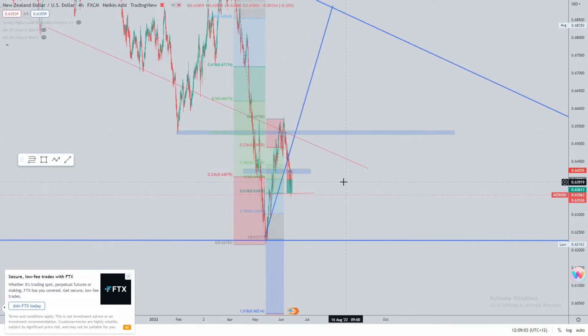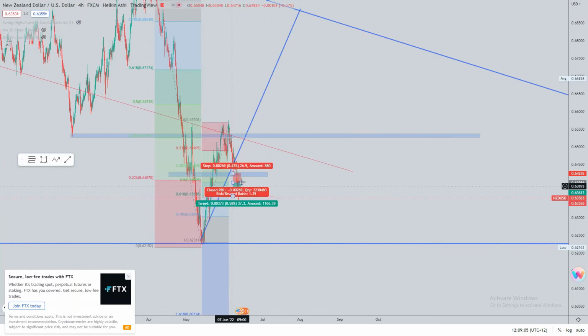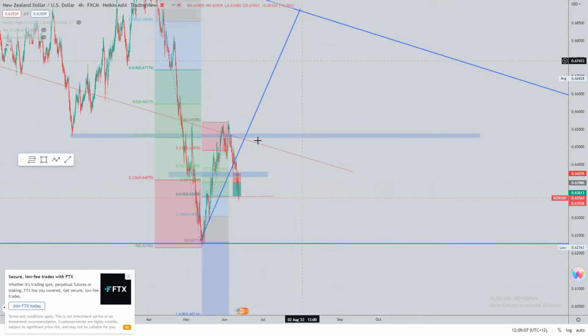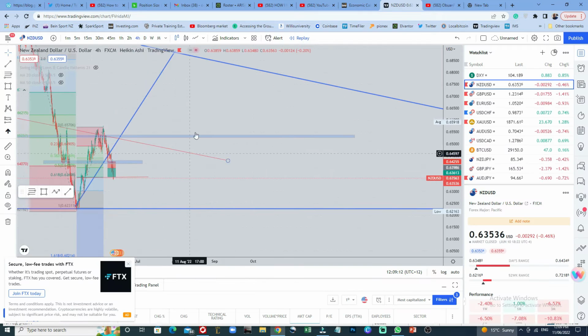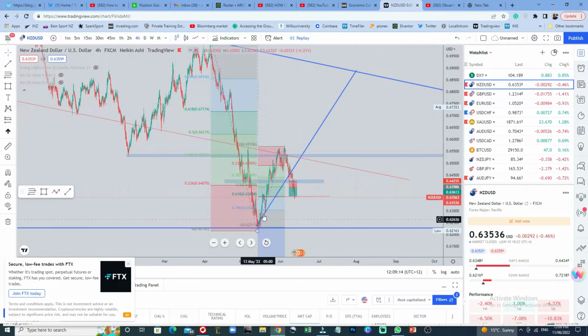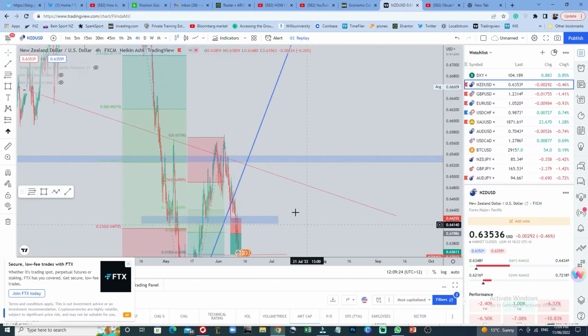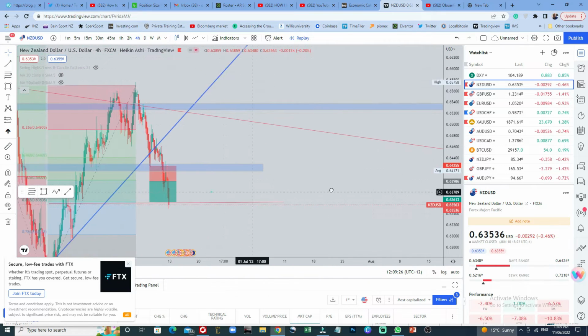As it was coming back, I took a sell. But before I took a sell, I drew this counter trend line. The reason I drew this counter trend line was that once the market breaks through it, then I take a sell. And I took a sell from there on NZD USD.